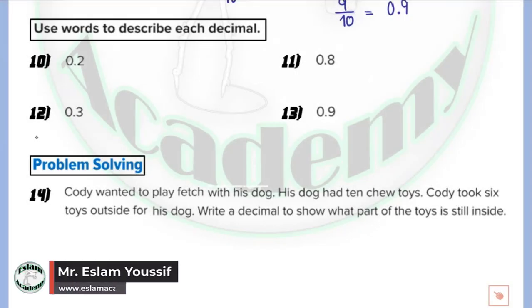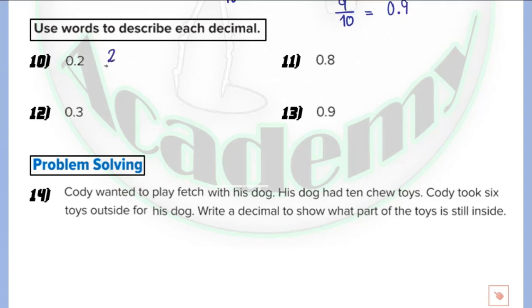In this question, we need to use words to describe each decimal. In question 10, we have 0.2. At first, I will write it as a fraction, so it will be 2 over 10, because we have 1 digit at the right of the decimal, so we have only 1 zero down, which is 10. 2/10 in word form is 2 tenths. In question number 12, we have 0.3. We just write 3 up, then because we have one digit at the right of the decimal, it means we have only one zero, which is 10. So we can write 3 over 10, and in word form it is 3 tenths.